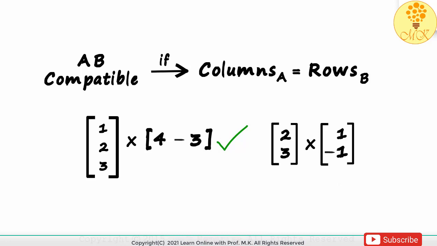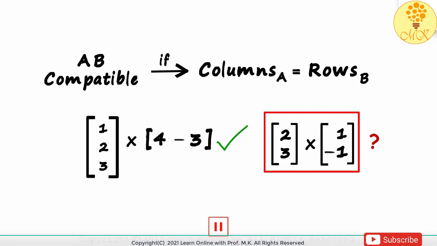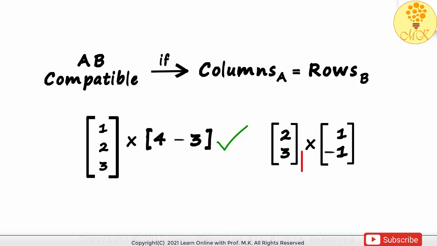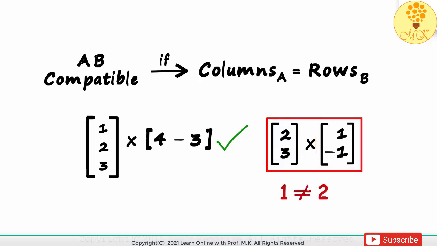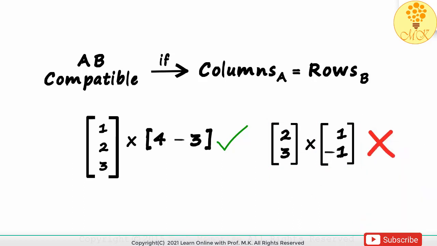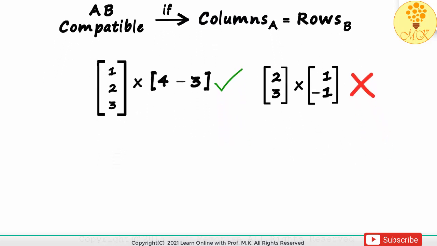Here's the second example. I encourage you to pause the video and check if this multiplication is possible or not. For this to be possible, the number of columns in the first matrix has to be equal to the number of rows in the second matrix. The first matrix has one column and the second matrix has two rows. As 1 is not equal to 2, this multiplication is not possible. Remember the simple rule. The number of columns in the first matrix should be equal to the number of rows in the second.